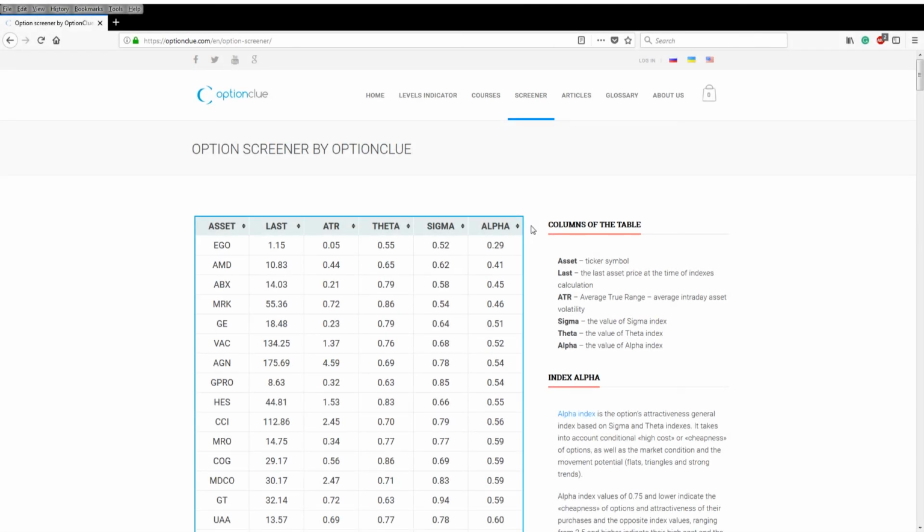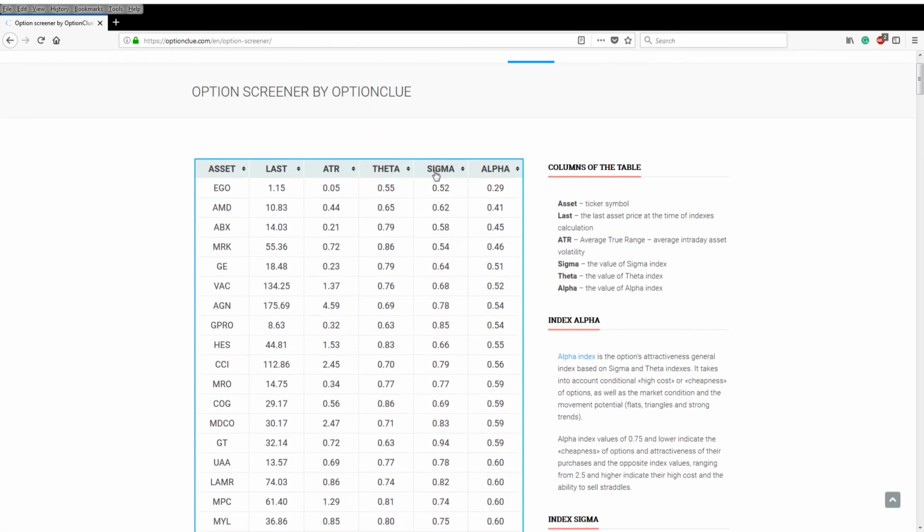Let's talk about the principles of using Sigma index in medium-term trading. First of all, we go to the OptionClue.com website and select Screener here. As you can see from this section, you can find the basic information about the screener, some examples of its application, and of course the screener itself. So, if we go to Option Screener, we may see the following.